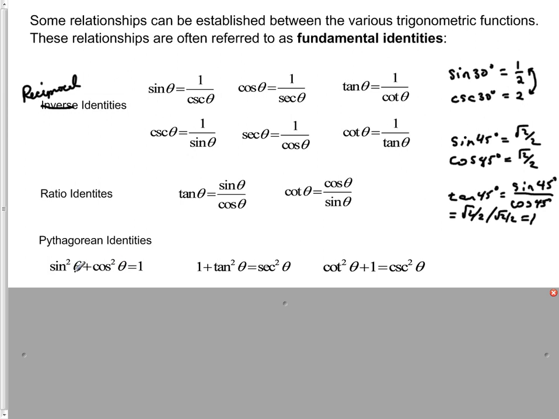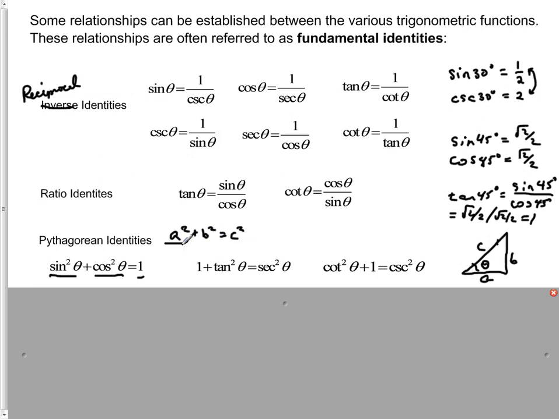Now, this is sort of an interesting one to prove, but if you were to take our right triangles and work them out, we're going to find that if you take the square of the sine of an angle plus the square of the cosine of that angle, you're going to get 1. Right? So how would we prove that? Well, let's just take a moment and think about having a right triangle with sides a, b, and c. And if we have our angle theta in here, what could we say? Well, a squared plus b squared is equal to c squared.